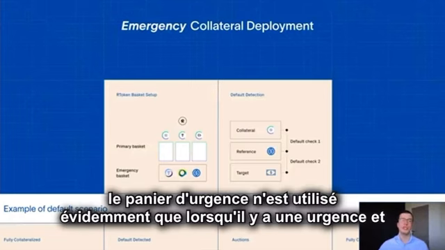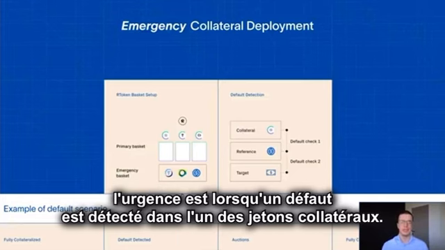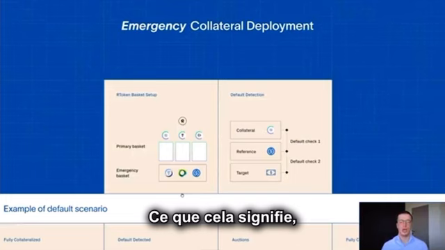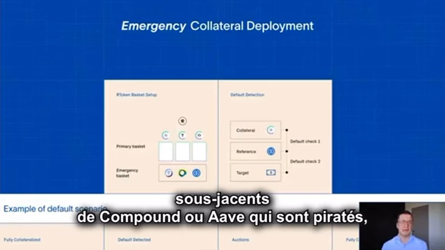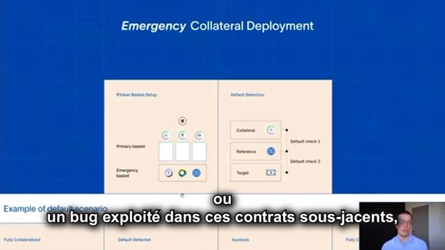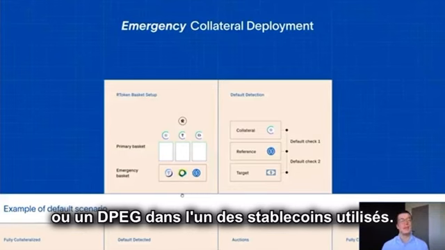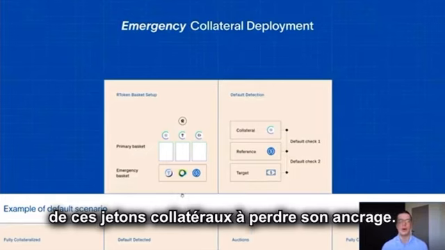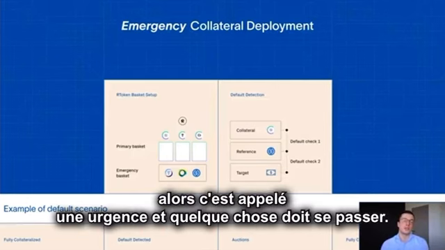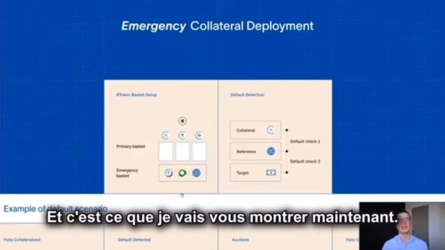Now, the emergency basket only gets used, obviously, when there's an emergency. And the emergency is when a default is detected in any of the collateral tokens. What this means is, for example, a protocol hack, like the underlying Compound or Aave markets get hacked, or a bug being exploited in those underlying contracts, or a depeg in any of the stablecoins used. So there's various reasons that could cause one of these collateral tokens to lose peg, and if that happens, it's called an emergency and something needs to happen, and that's what I'm going to show you now.